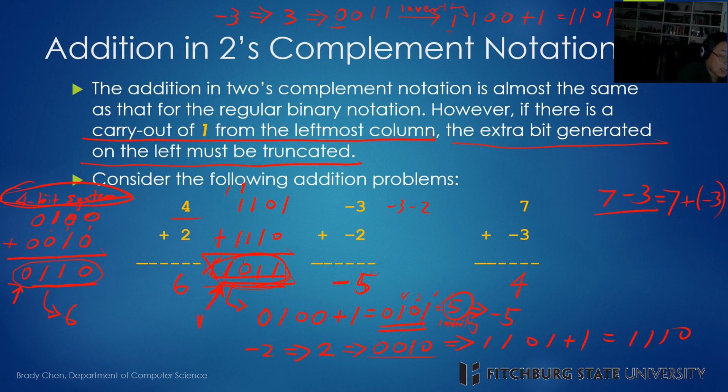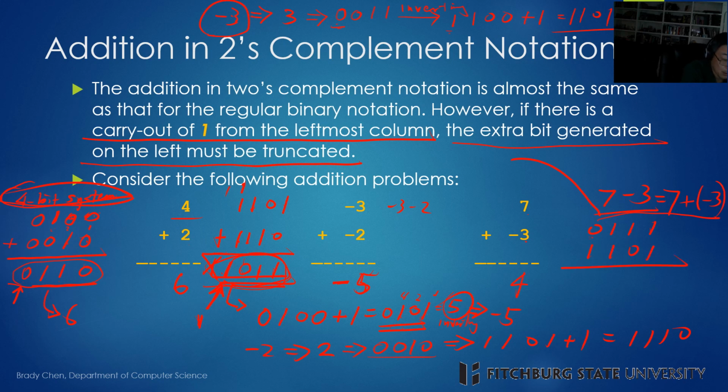Now let's take a look at the last one. It's a 7 and a minus 3. So it's a subtraction in this case, right? 7 minus 3. So let's first look at the two's complement notation for 7. What is the two's complement notation for 7? Because it's a positive number. What's the two's complement notation for minus 3? Now we know that for minus 3, the two's complement notation is 1, 1, 0, 1, right?